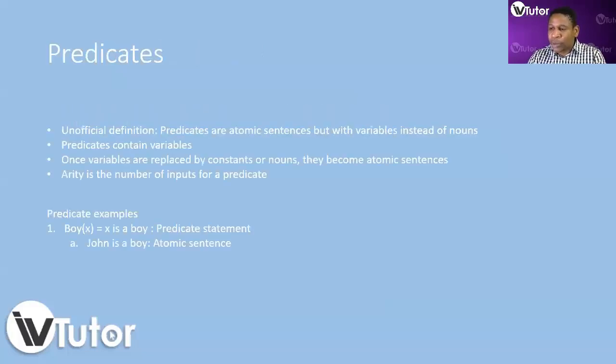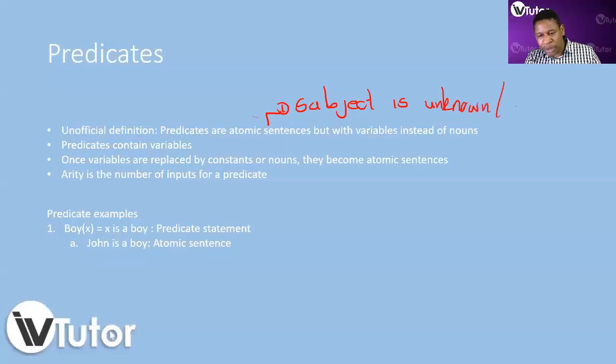Right. Let's look at what a predicate is. So over here I said an unofficial definition says, right, predicates are atomic sentences but with variables instead of nouns or subjects. So a predicate is an atomic sentence where the subject is unknown, or you can say it is a variable.